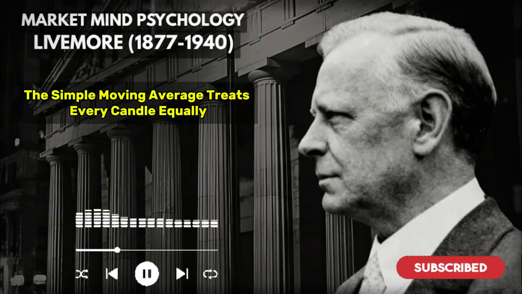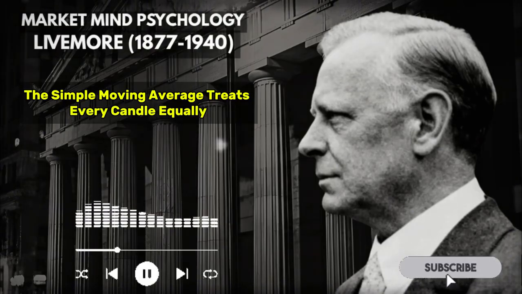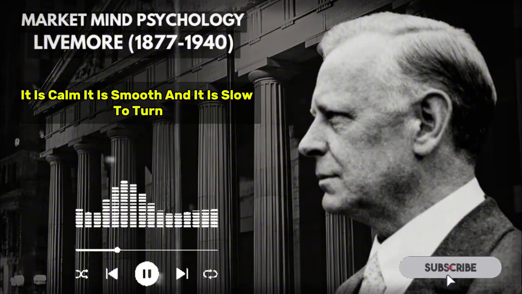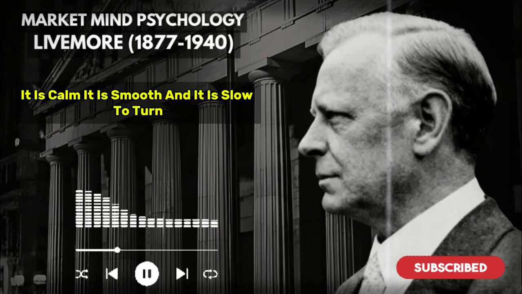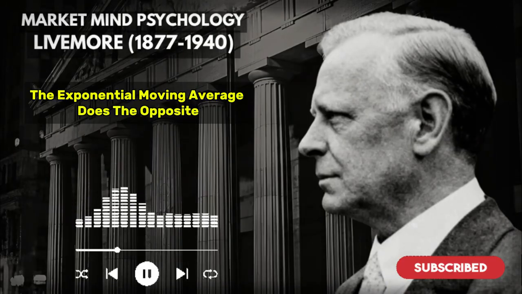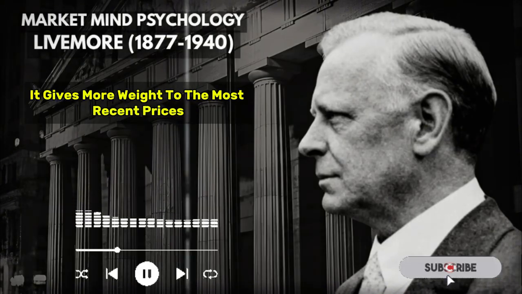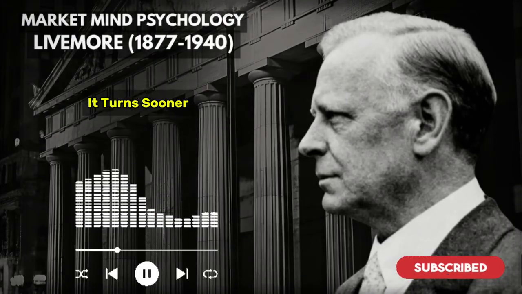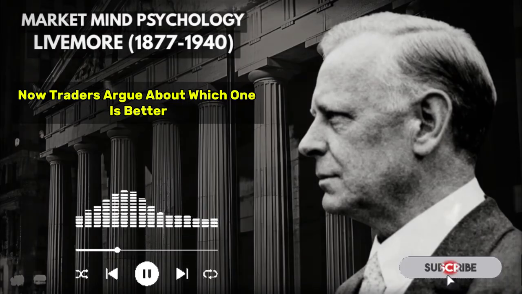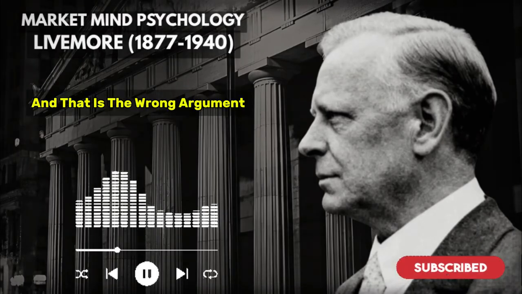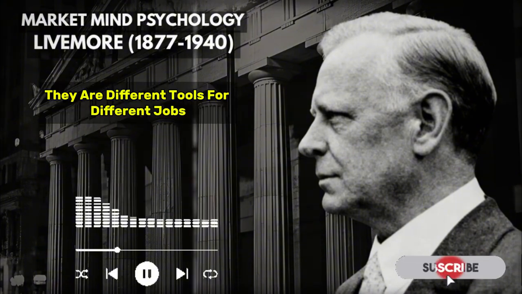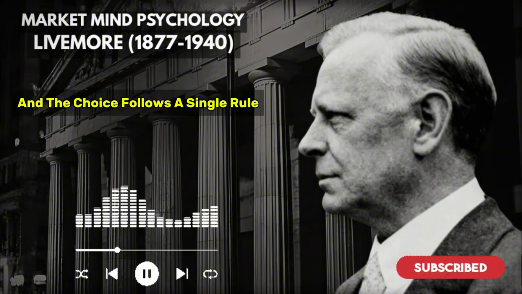The simple moving average treats every candle equally. The price from 20 days ago counts exactly the same as the price from yesterday. It is calm, it is smooth, and it is slow to turn. The exponential moving average does the opposite. It gives more weight to the most recent prices, so it reacts faster, it sticks closer to the price, it turns sooner. Now, traders argue about which one is better, and that is the wrong argument, because neither one is better. They are different tools for different jobs, and the choice follows a single rule.